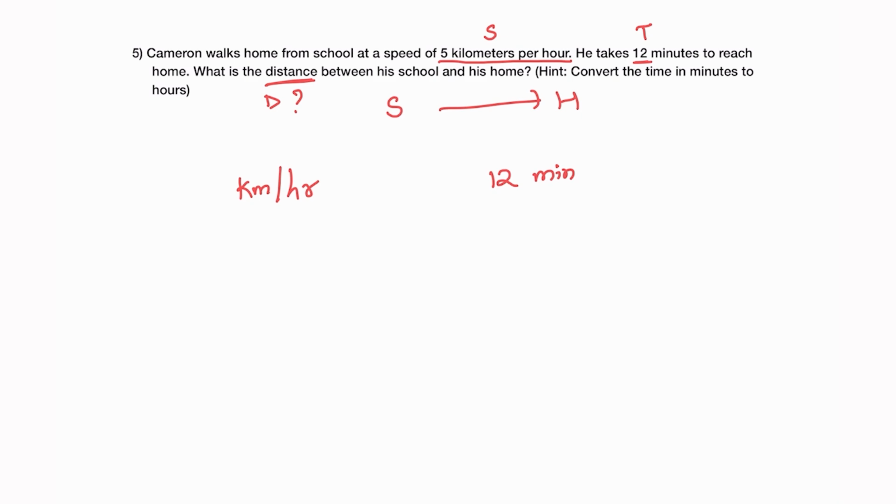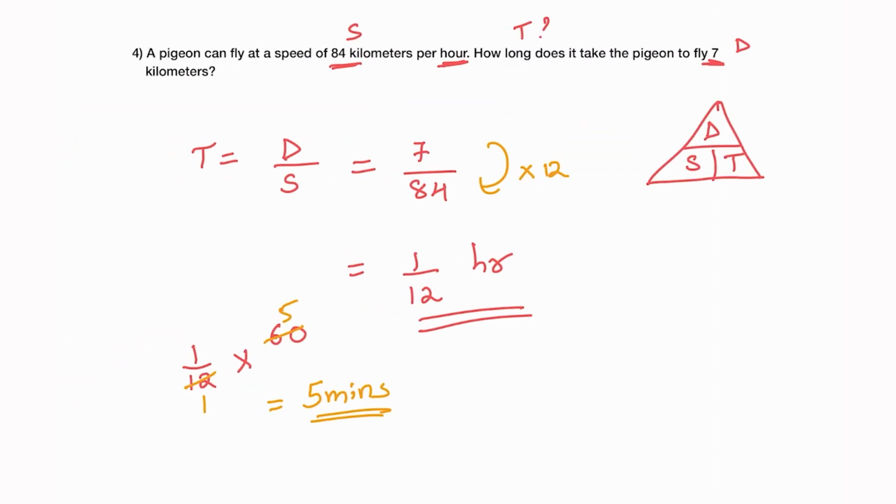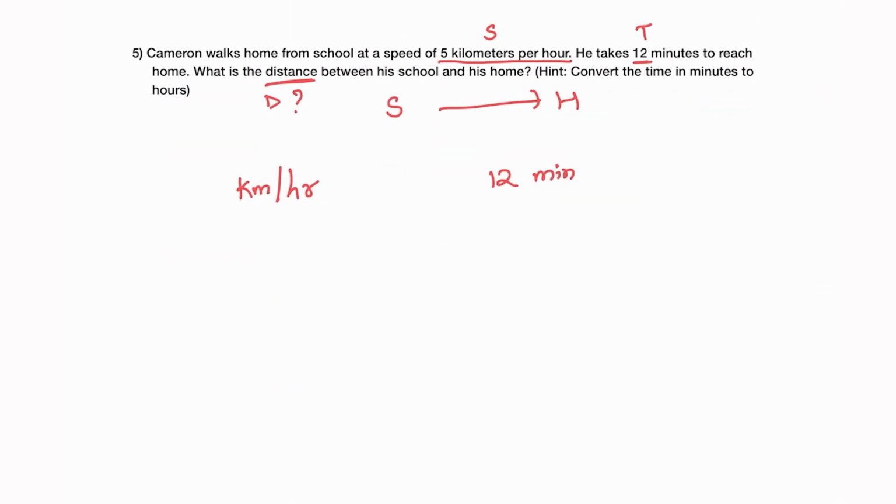And here they've already given you the hint. It says convert the time in minutes to hours. In the previous question here we did hour to minutes. Now here we have to convert minutes to hours. And how do we do that?